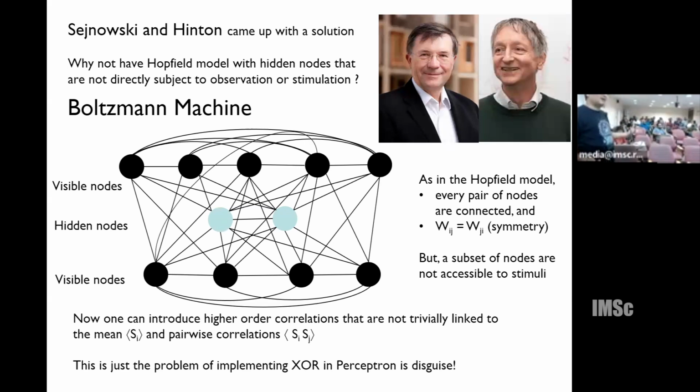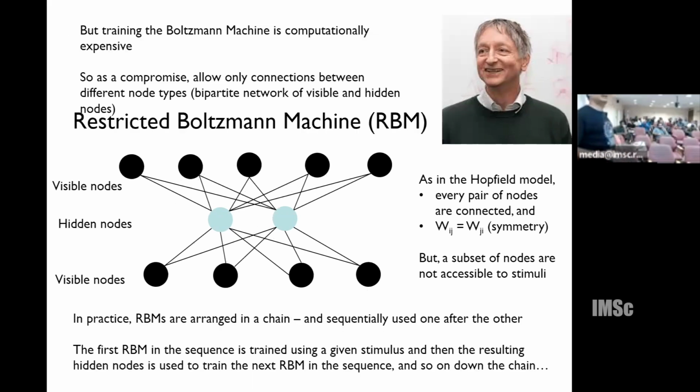Now, they found that this is way more powerful than Hopfield model because now you can introduce higher order correlations in, for example, S_i, S_j, S_k, which is not just trivially linked to the mean or the pairwise correlations. So this is exactly the way, for example, introducing a hidden layer made you capable of producing logic gates, which the single layered perceptron could not do. But training such Boltzmann machine turned out to be very hard.